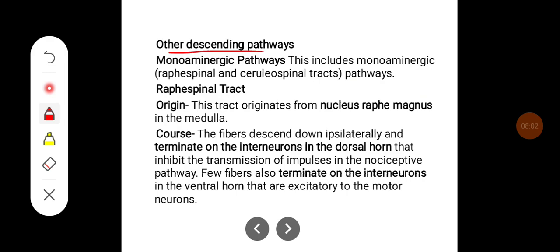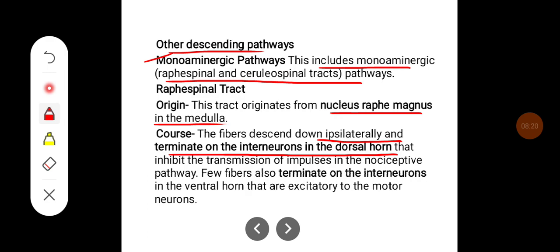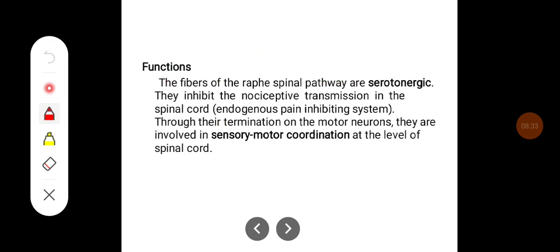Other descending pathways like the monoaminergic pathways include the raphe-spinal and cerulospinal pathways. Raphe-spinal tract: they originate from the nucleus raphe magnus in the medulla, and these fibers descend ipsilaterally and terminate on the interneurons in the dorsal horn that inhibit the transmission of impulses in the nociceptive pathway. A few fibers also terminate on the interneurons in the ventral horn that are excitatory to motor neurons.